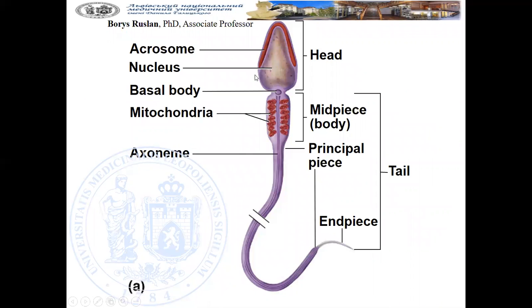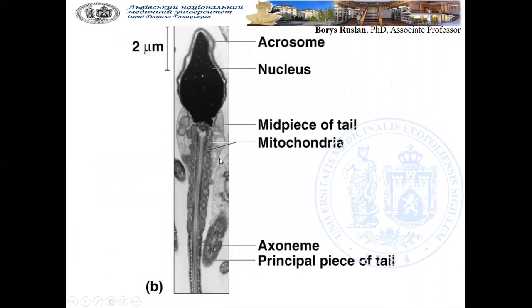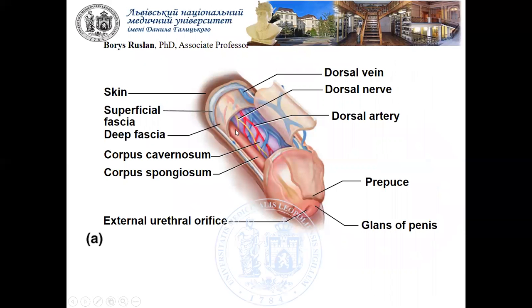Good. So this is a picture, right, of the spermatozoon. You can see the head of the spermatozoon and the tail of the spermatozoon. In this place, you can see a lot of mitochondria. This one is a part of the spermatozoon, right? Head and tail. Mitochondria, a lot of mitochondria. So this is the internal structure of the penis, right?